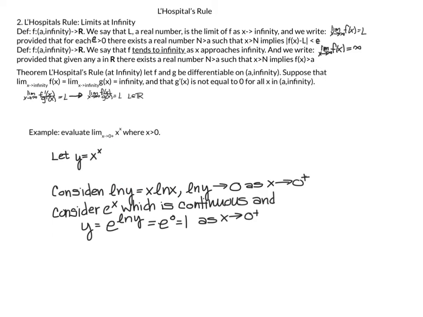And we note that natural log of y approaches 0 as x approaches 0 from the positive side. So now we can consider e to the x, which is continuous, and we can look at y, which is e to the natural log of y. And now we noted that natural log of y approaches 0 as x approaches 0 from the positive side. So this is approaching e to the 0, which is equal to 1 as x approaches 0 from the positive side, which means our limit is equal to 1.